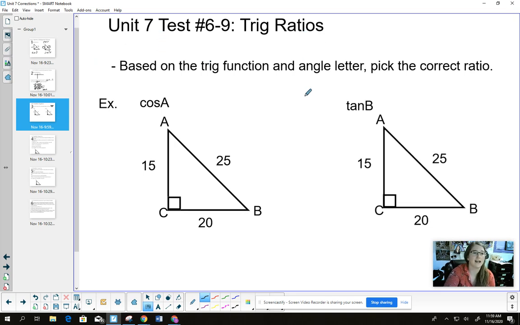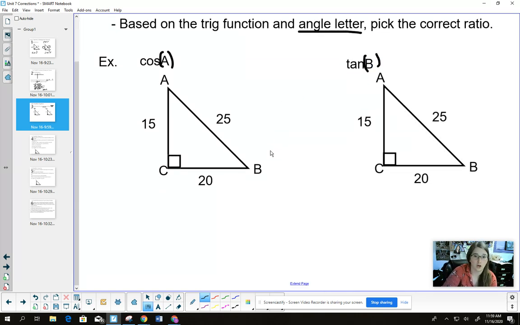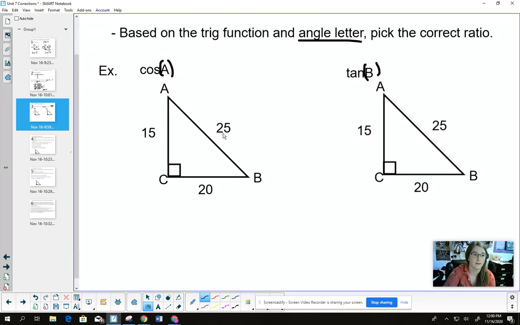Okay, so number 6 through 9, a lot of you guys were confused with this, and they were actually very simple, so hopefully when you retest, you can get them correct. So based on the trig function and the angle letter. So this is cosine. The letter here is A. This is tangent. The letter here is B. You had to pick the correct ratio. So it was just a fraction that was your answer for these questions, 6 through 9, yeah?